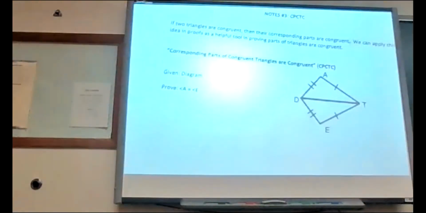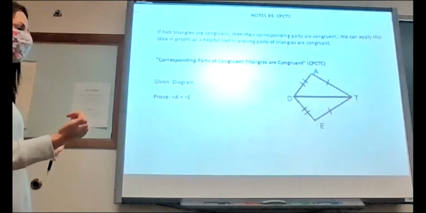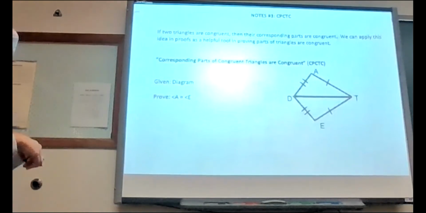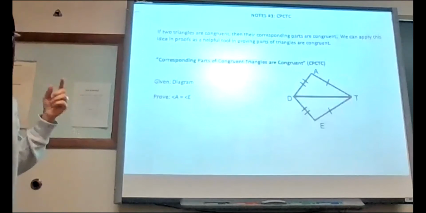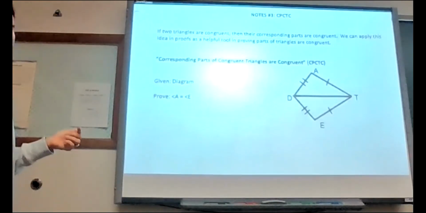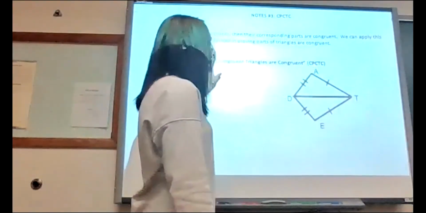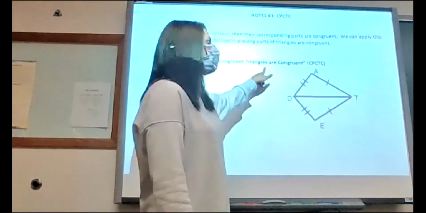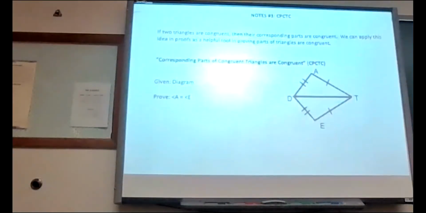I'm just one page beyond where we were yesterday. It says notes number 3, CPCTC. We talked a little bit on the first day, which was not a day that you were here, about CPCTC, which is saying that if I know triangles are congruent, then all of the angles and the sides that match up are also congruent. That's all that CPCTC is. All of the angles that are congruent, all of the sides that are congruent, okay?